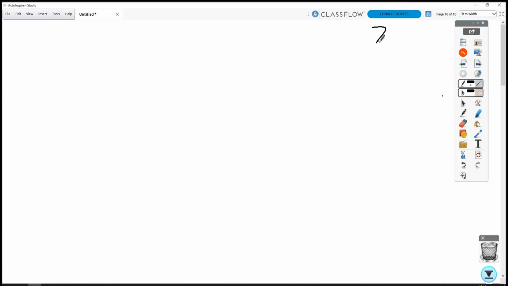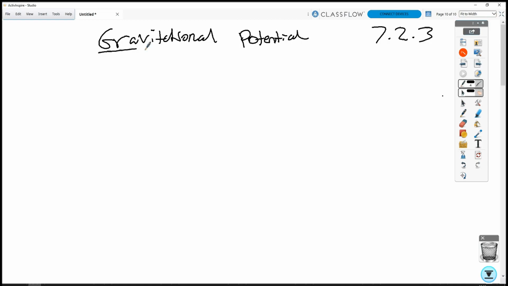Right, this is 7.2.3. This is gravitational potential. In this lesson, we're going to introduce a new quantity called potential. And we're going to see exactly what that means.